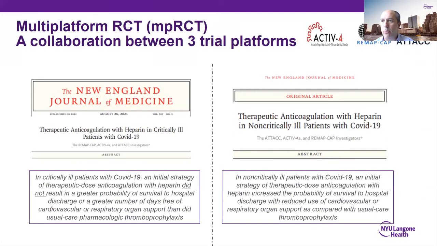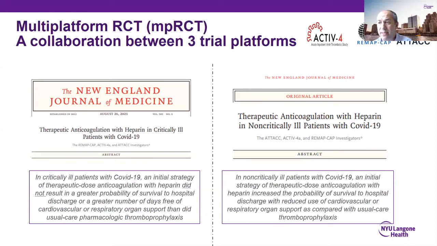Now, fast forward, we published 2 papers early on, which was a really nice collaboration between our group, ACTIV-4, together with REMAP-CAP, as well as ATTACC, really showcasing what you heard from Dr. Connors, which was that in critically ill patients, there is clearly no role for anticoagulation.